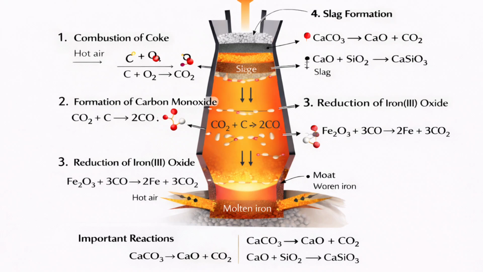Let us now summarize the reactions that occur inside the blast furnace. First, coke burns in oxygen to produce carbon dioxide and heat. Next, carbon dioxide reacts with hot coke to produce carbon monoxide. Carbon monoxide then acts as the reducing agent, removing oxygen from iron-3 oxide to produce iron. Finally, limestone decomposes to form calcium oxide, which reacts with silicon dioxide impurities to form slag. The molten iron collects at the bottom of the furnace, while slag floats above it and can be removed.